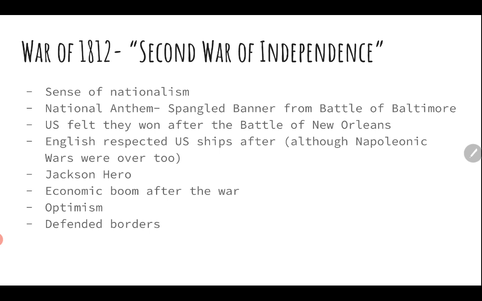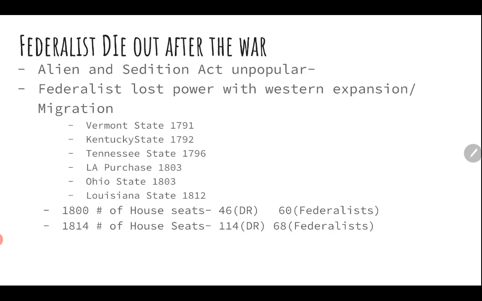A sense of nationalism. The people who are not going to make out very well in the War of 1812 are the Federalists. They are going to really die out after the war. We have all of these western states and western migration happening, which is taking power away from New England. So in 1800, you have 46 Federalists and 46 Democratic Republicans. And in 1814, you have 68 Federalists and 114 Democratic Republicans.